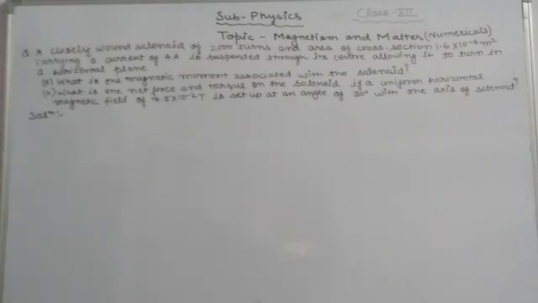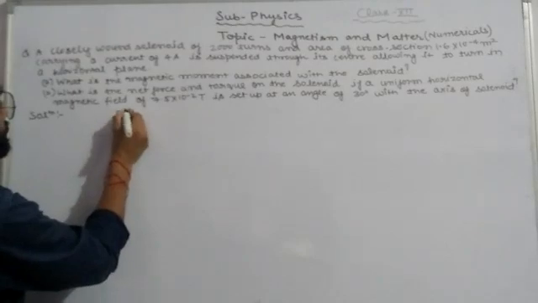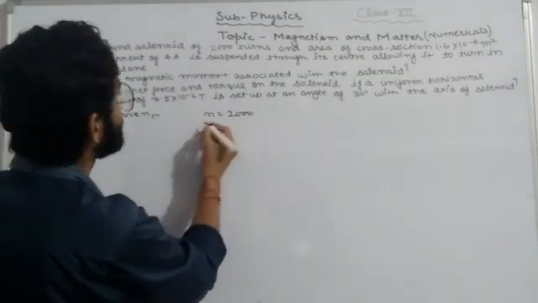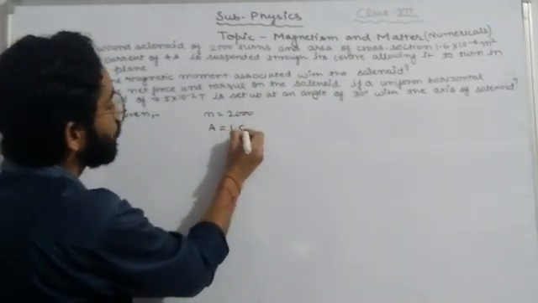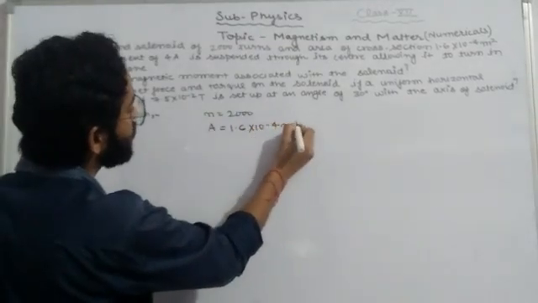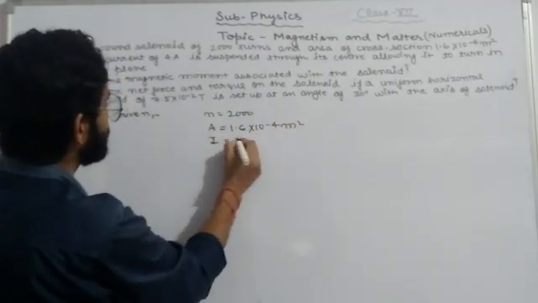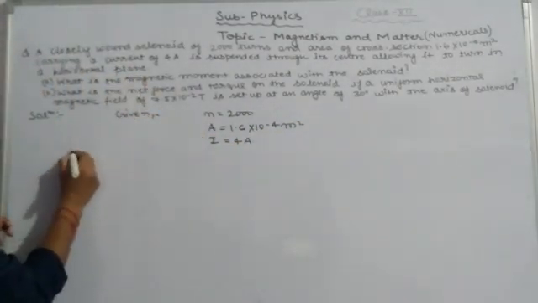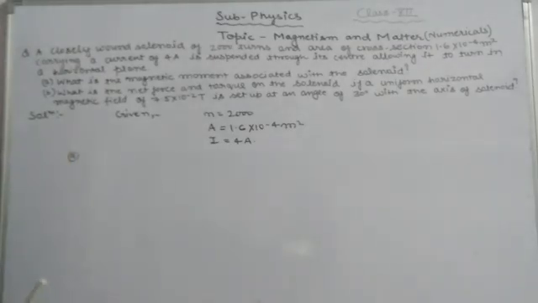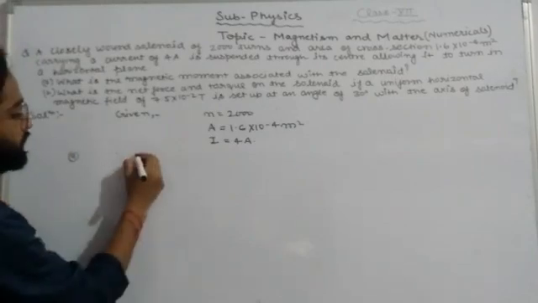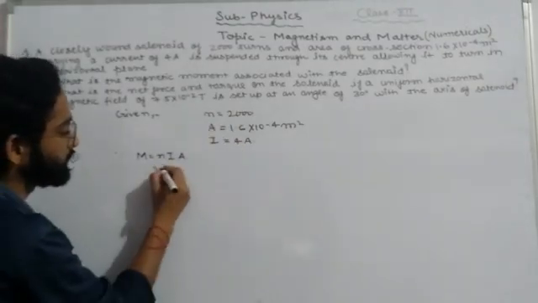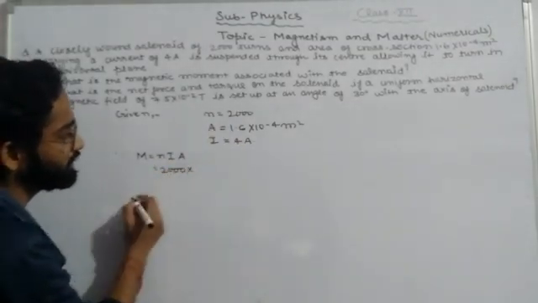So first of all, let us see what quantities are given here. The very first quantity is N equal to 2000 turns, the second is A equal to 1.6 × 10^-4 m², and the third is I equal to 4 ampere. Let us solve this numerical one section at a time. In the first section it is asking about the magnetic moment associated with the solenoid. Since we know that M is equal to NIA, we only have to multiply these quantities. These are very simple, very easy numericals.